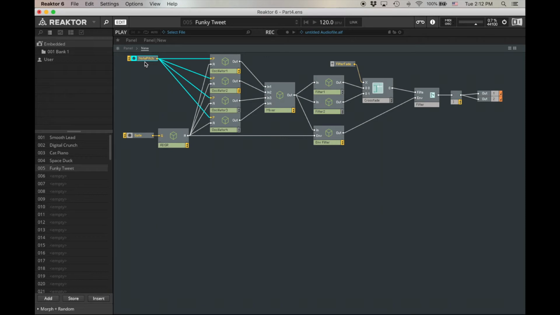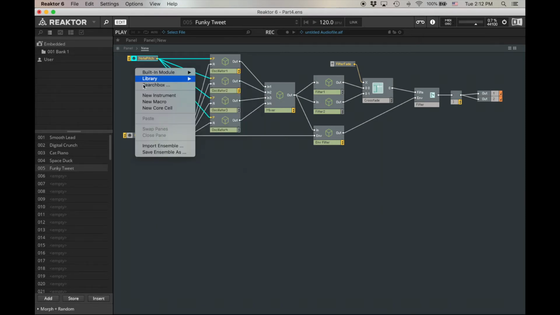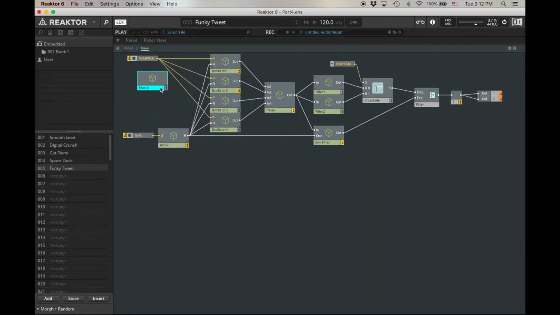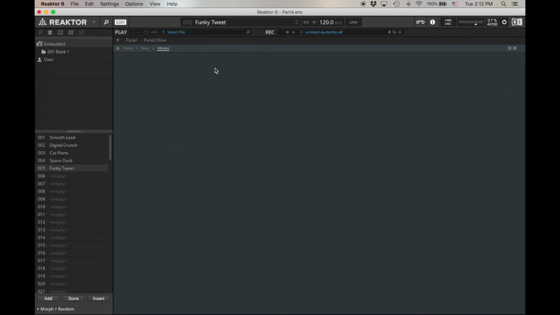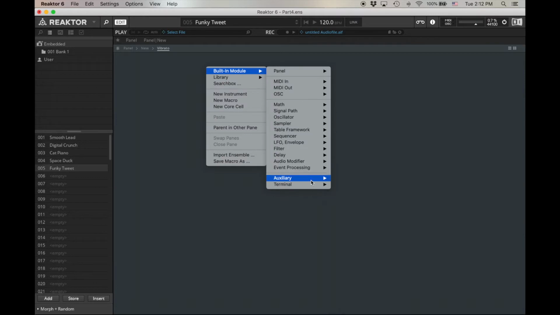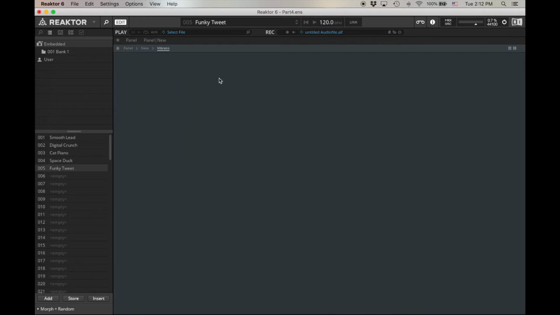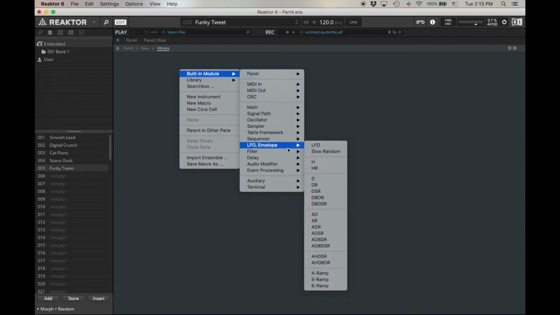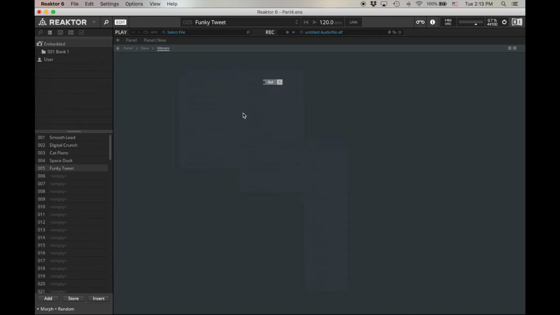To keep things nice and clean as always, let's put this LFO inside of a macro. New macro. We'll name it vibrato. Now let's look inside. So let's go built-in module, terminal, out. And now let's add our built-in module, LFO envelope, LFO.